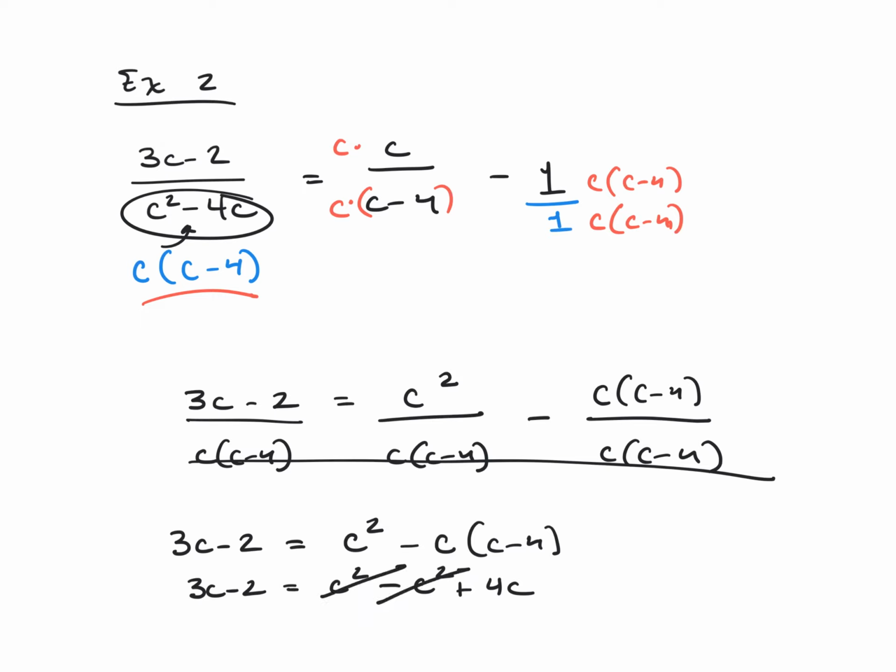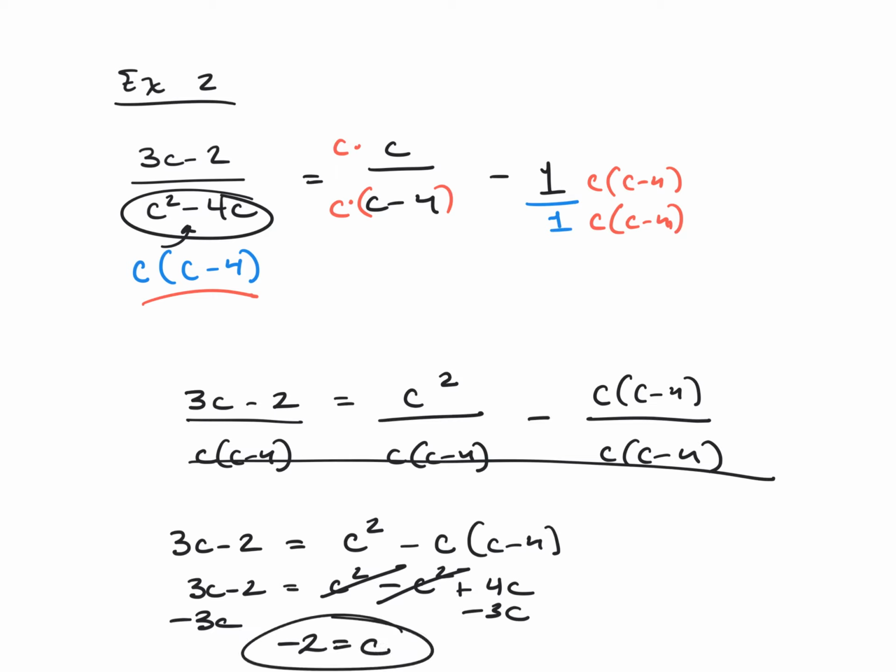So c squared minus c squared is 0. And now I'm left with 3c minus 2 equals 4c. So I'm going to go ahead and subtract 3c from both sides. And what I'm left with is an answer of negative 2 equals c. And that's it. I'm done.